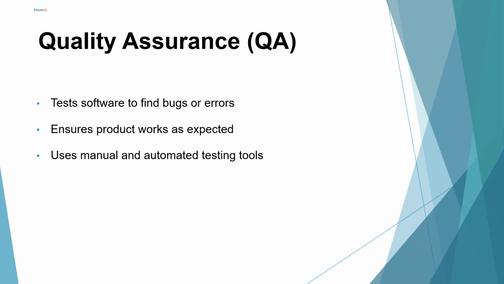QA testers are like the detectives of a tech team. They carefully test software to make sure everything works and there are no surprises for users. They check buttons, forms, and features to catch errors or bugs before the product goes live. The QA team is crucial because even the best front-end or back-end code can fail if it is not tested properly.